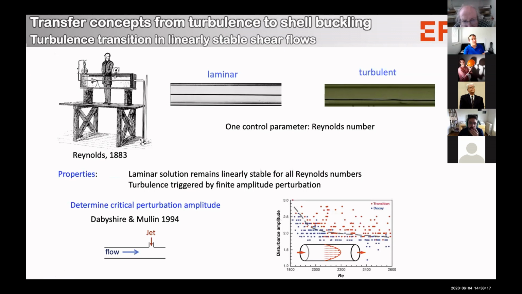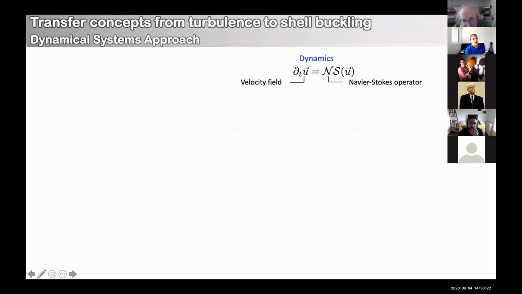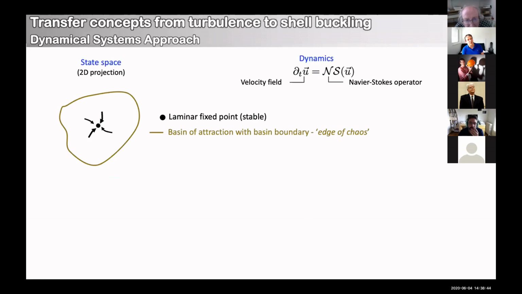We've now learned all of this. We're again thinking of an evolution of a state space point given by the Navier-Stokes equations. Then if we're thinking of a 2D projection of the state space, we have laminar flow, which is again a fixed point. It's linearly stable, so it's attracting, but it's surrounded by its basin of attraction, which for reasons that I don't want to go into is often called the edge of chaos. And this basin boundary gives you the distinction between perturbations that trigger turbulence and those that do not. So this is a very complicated object because it's a codimension one manifold in this high dimensional state space.